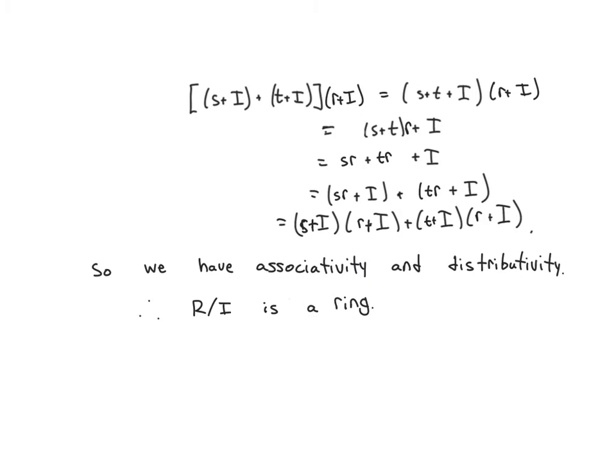I include it because we're not assuming that the rings are commutative with respect to multiplication, so you do actually need to have the proof separately. So for the sake of completion, I have it. But you just copy and paste the previous proof and change what needs to be changed. So we do have associativity and distributivity, therefore R mod I is in fact a ring.